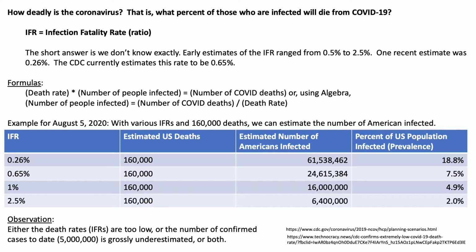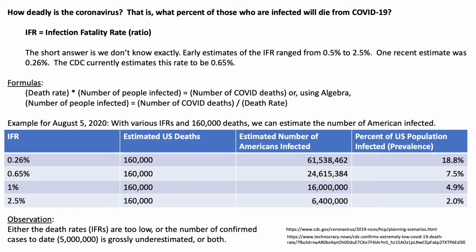And then if we assume about 328 million people in the United States, you can then calculate the percentage of Americans that are actually infected with the disease. If we go with the prediction, the 0.26%, this would mean that at this time in early August, there are 61.5 million Americans that are infected, and that makes up 18.8% of the population.